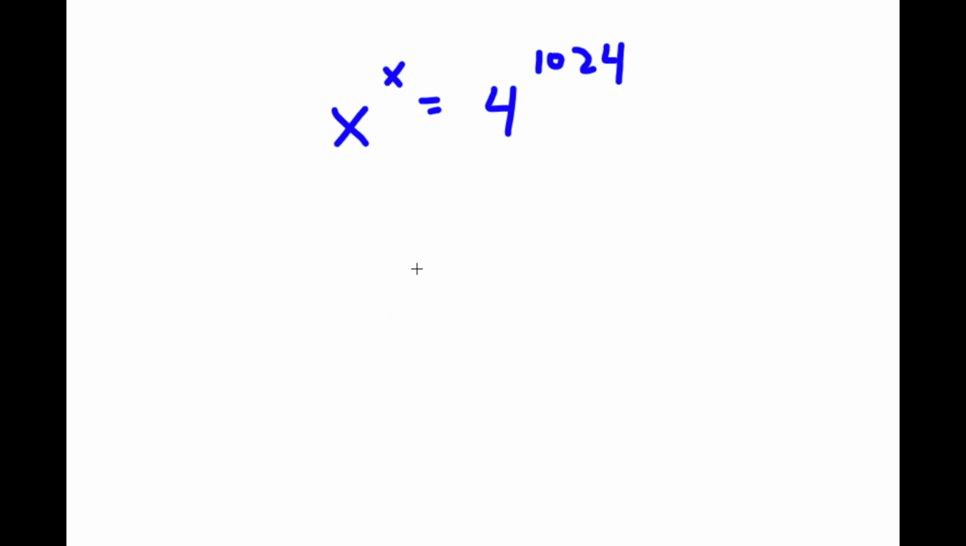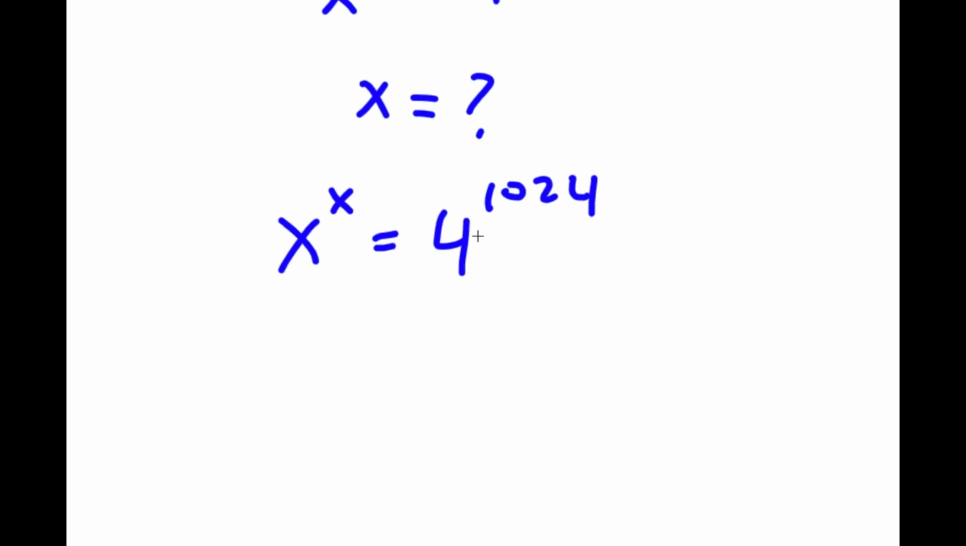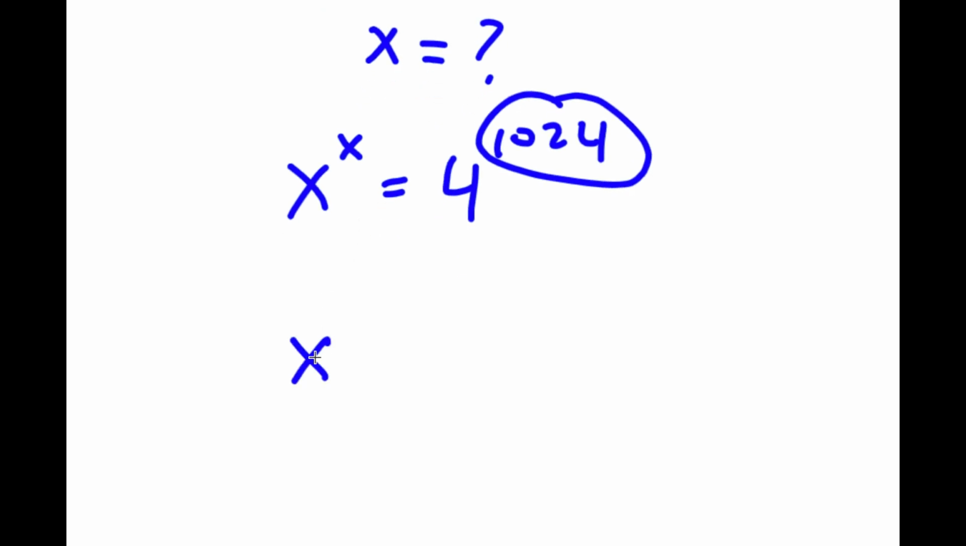Alright, so in this problem, I have x to the power of x is equal to 4 to the power of 1024. So to solve this problem, I first start with x to the power of x is equal to 4 to the power of 1024. And now I'm going to rewrite 1024 here as 4 times 256.